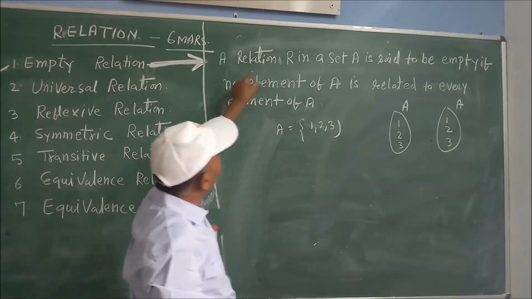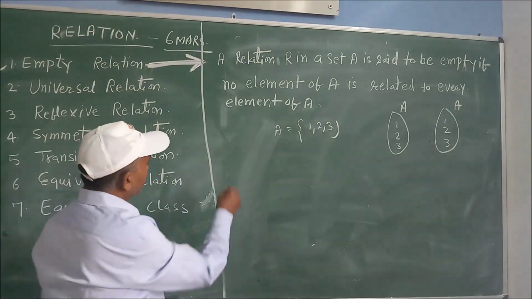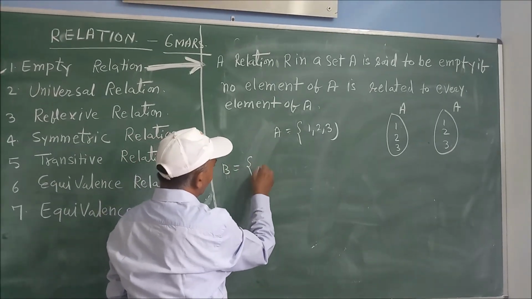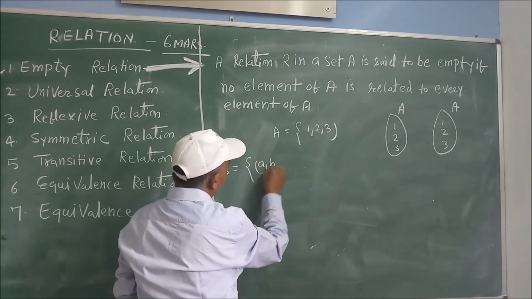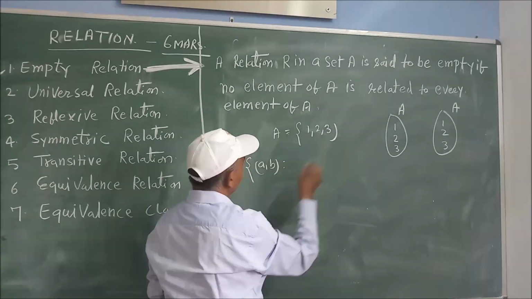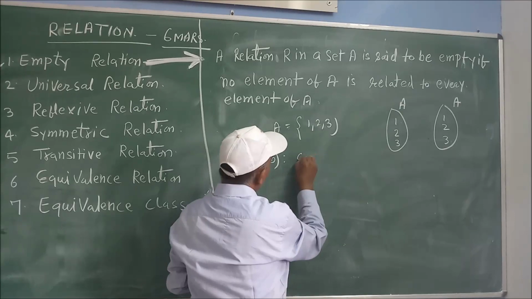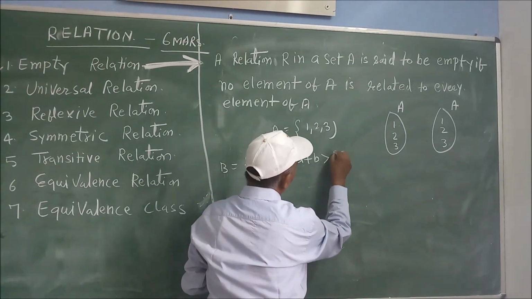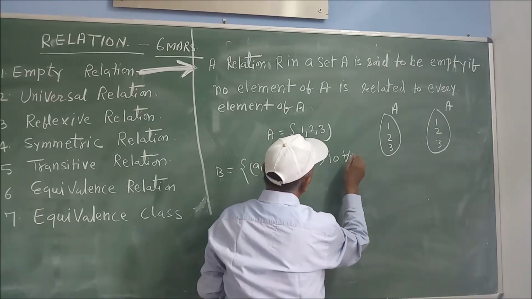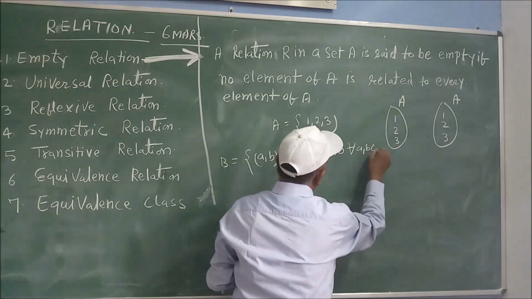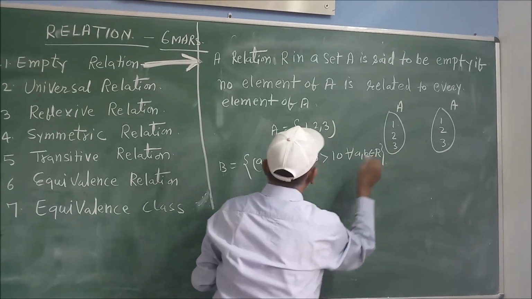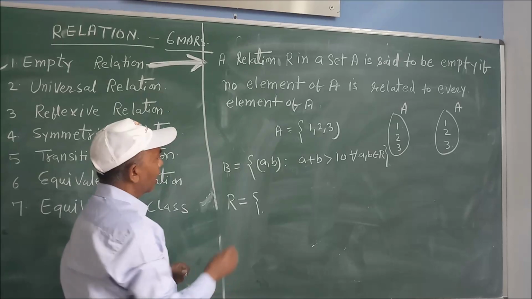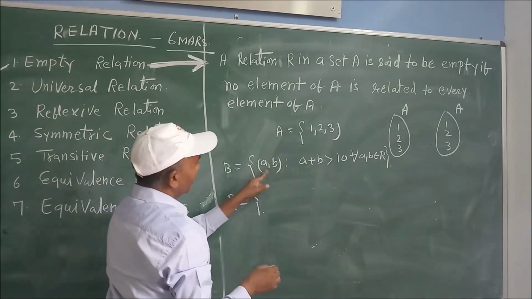That means an empty relation is always equal to phi. Suppose, for example, here is a set B, such that its element is a, b. In this example I am also showing that a plus b is greater than 10 for all a, b belongs to R. Prepare a relation. Here I am telling you to make a relation. R is equal to, take elements a, b.